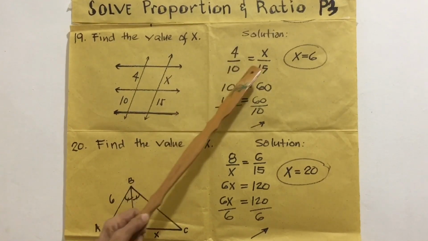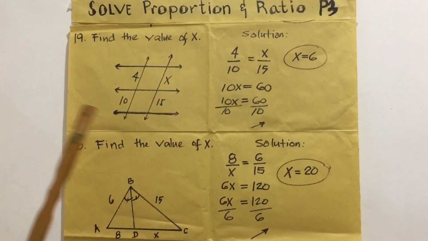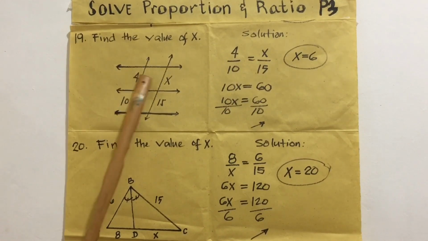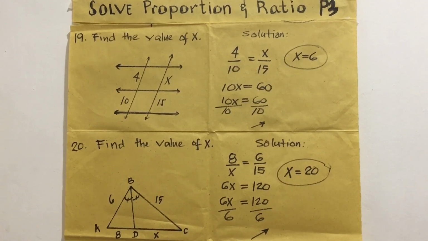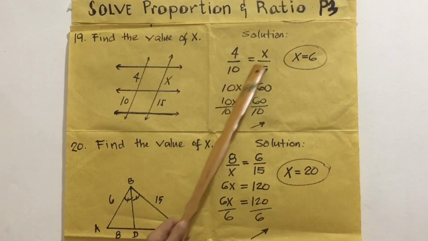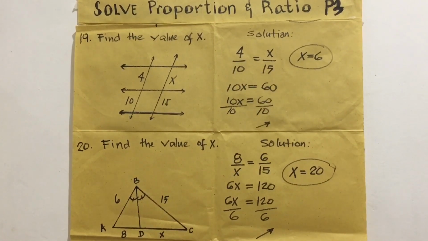4 over 10 equals x over 15. Or the other way, 4 over x equals 10 over 15. Now, after making the proportion, we're going to use cross multiplication. We are going to multiply 10 times x equals 10x, and 4 times 15 equals 60.